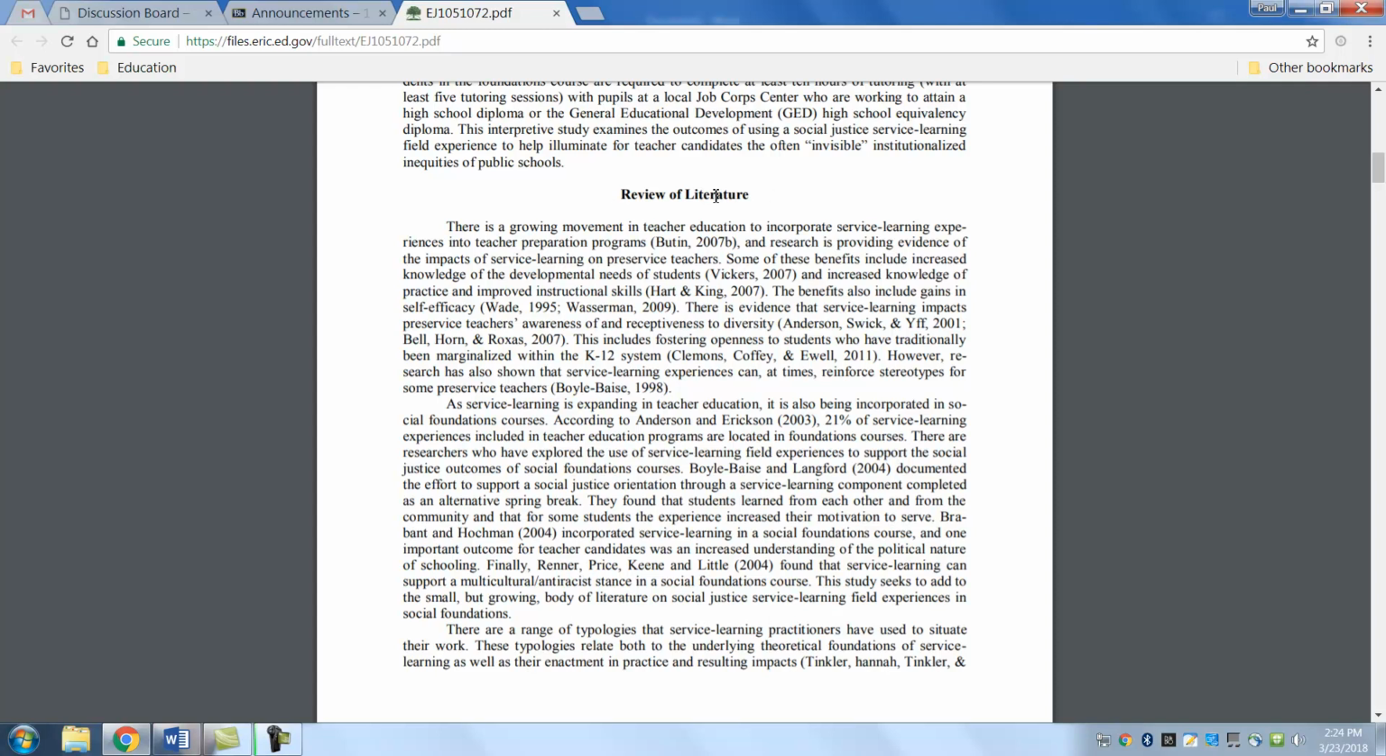So they've read all of these articles or books or journals or whatever, and they make a statement, then bang, there's one there, there's another one there, there's one there, and then there are 2. So they found information on this particular topic. The benefits also include gains in self-efficacy. I can't even say it. Efficacy. So they had 2 people that supported that statement. So they put down those 2 articles there.